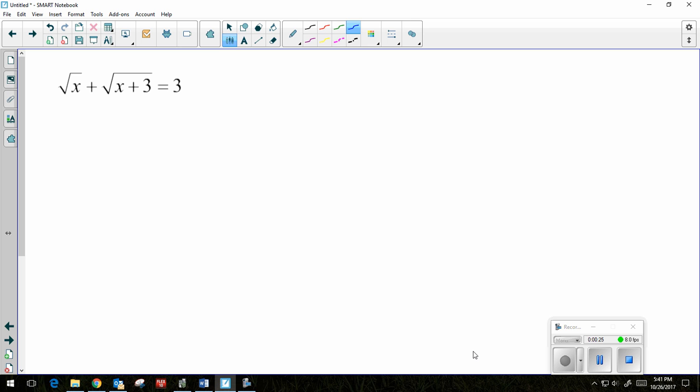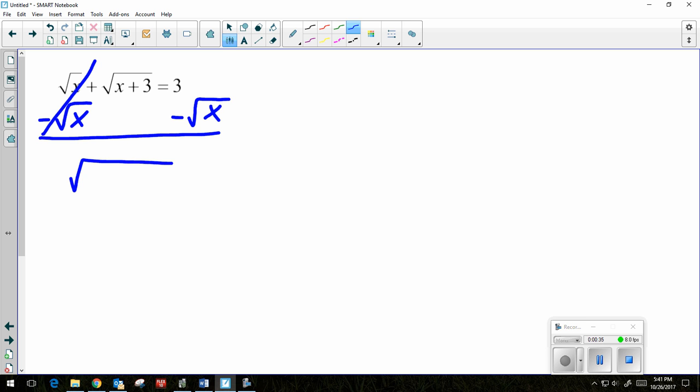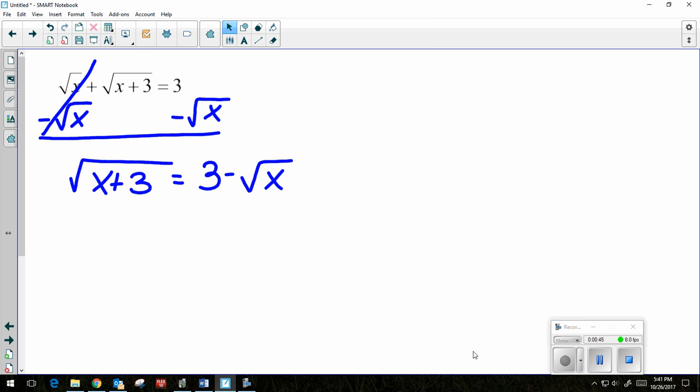So what I'm going to do is put one radical on one side and one radical on the other. I'm going to start by subtracting the square root of x. So on the left side, I'm going to have the square root of x plus 3, and on the right side, I'm going to have 3 minus the square root of x. Now, I'm going to square both sides.